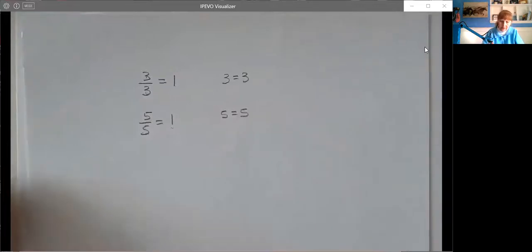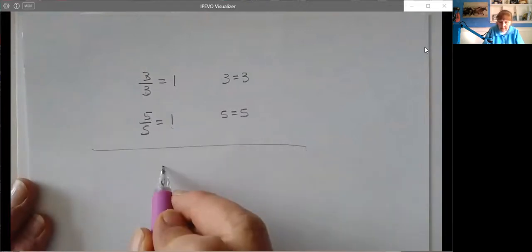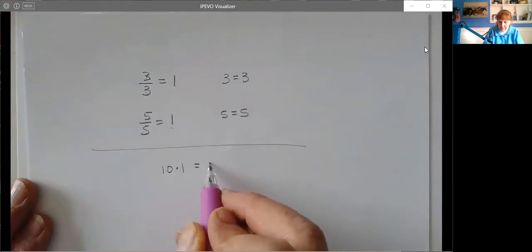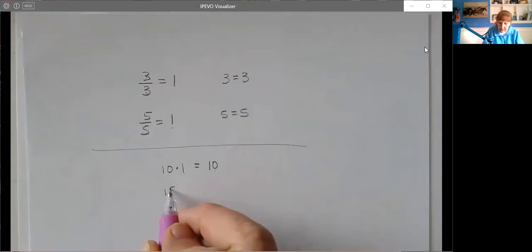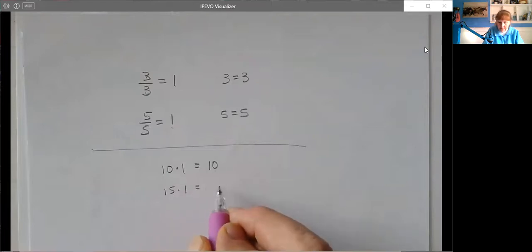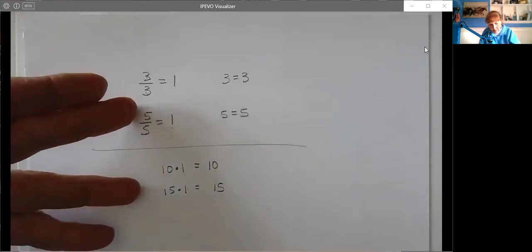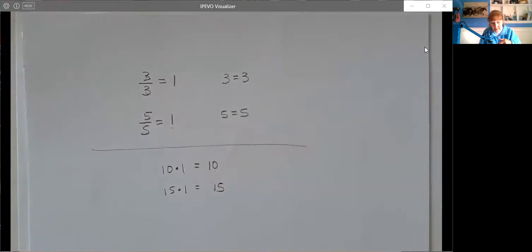The other idea that you need to understand for dimensional analysis is that if you take any number times 1, you get that number. Right? You're not changing the value. When you multiply a number by 1, the value itself does not change. 15 times 1 is still 15. So they're pretty simple ideas, but they are the foundations for our dimensional analysis.